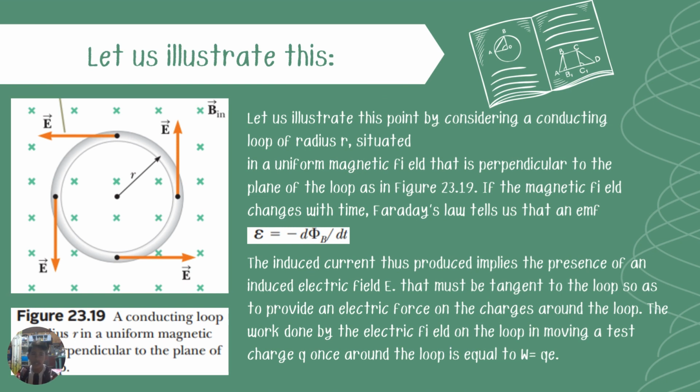Now let us illustrate this. Let's illustrate this point by considering a conducting loop of radius r situated in a uniform magnetic field that is perpendicular to the plane of the loop, as in figure 23.19. As you can see, there is a picture there. That is figure 23.19, wherein a conducting loop of radius r is in a uniform magnetic field perpendicular to the plane of the loop.